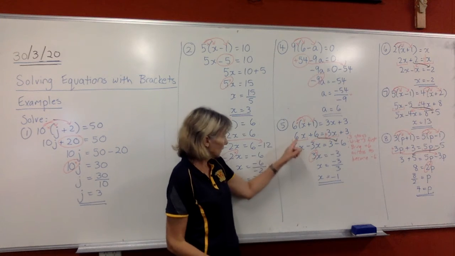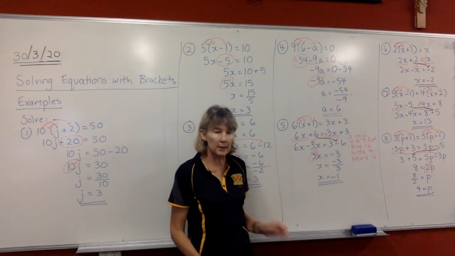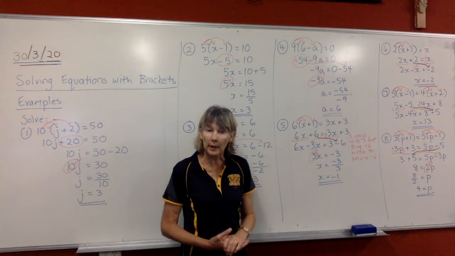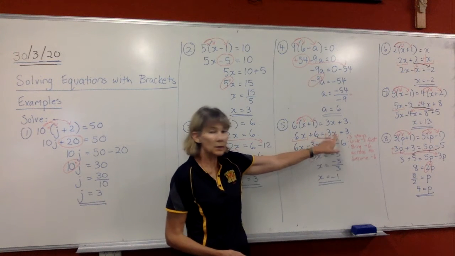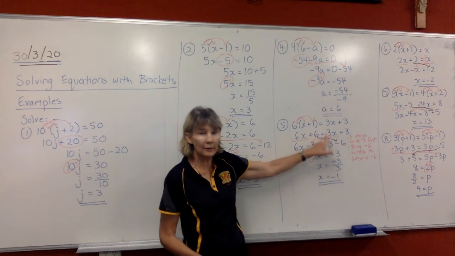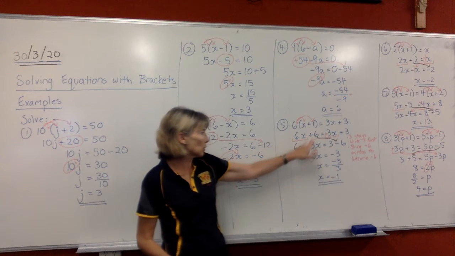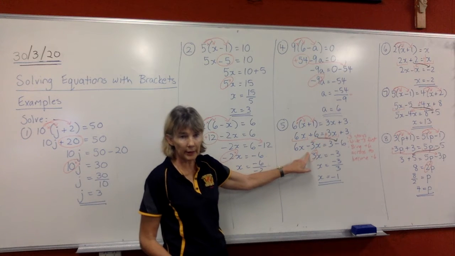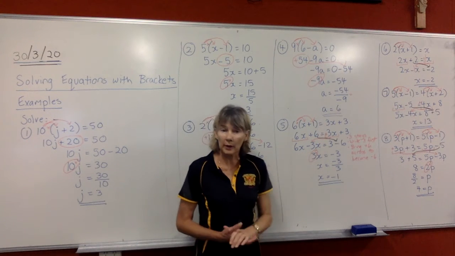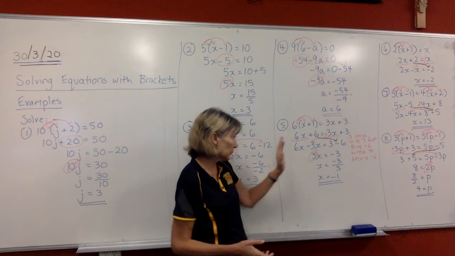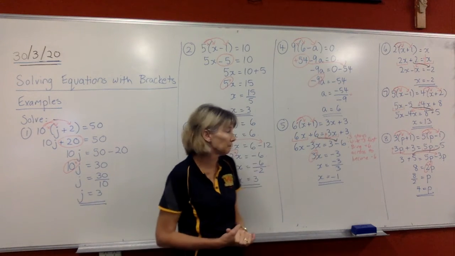Majority rules. 6x is bigger than 3x, so 6x gets to stay where they are. The plus 3x, don't forget there's a plus in front, moves over to join it and becomes minus 3x. Now that's not the part you're actually doing wrong in the homework. The part you were doing wrong was over here with the numbers.